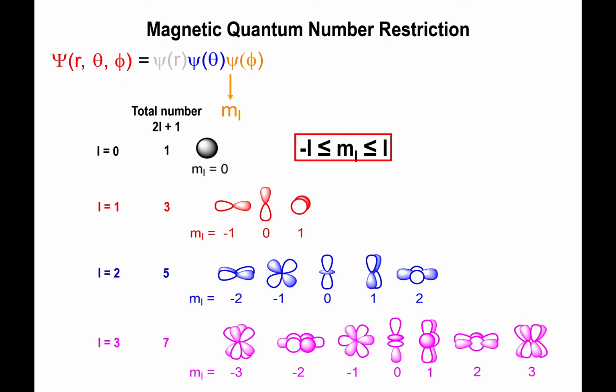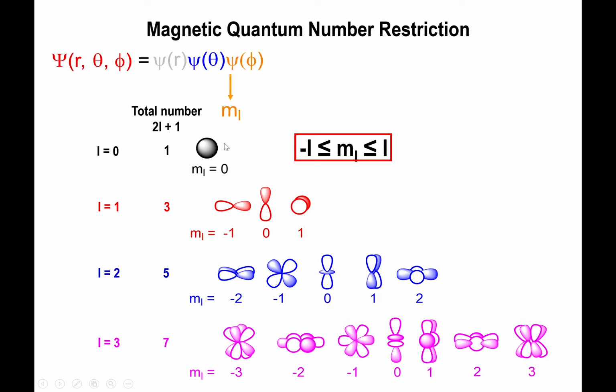So right now we're looking at two restrictions altogether. Whatever the value of n is restricts the maximum value of L. L can go up to n minus 1. And for whatever value of L we have, the values of m sub L will be restricted from minus L up to plus L. And you will always go in whole number integral values from whatever negative L is up to whatever positive L ends up being.